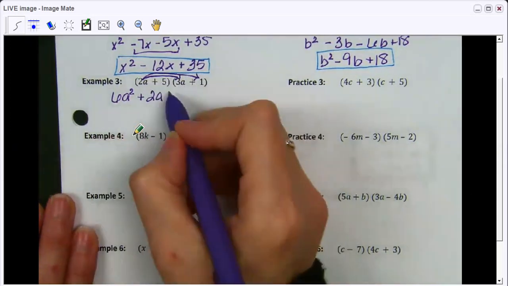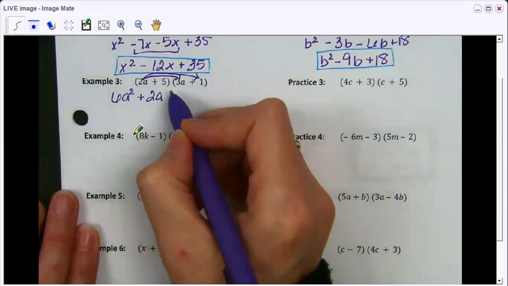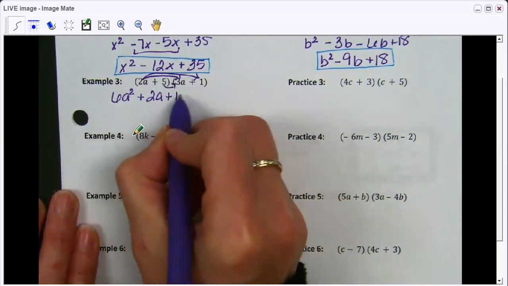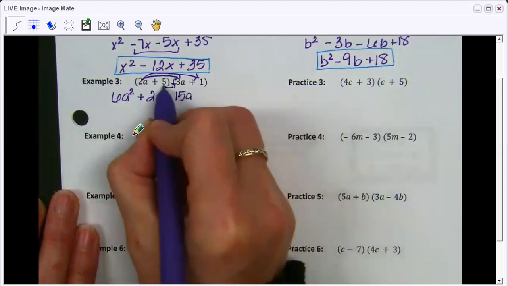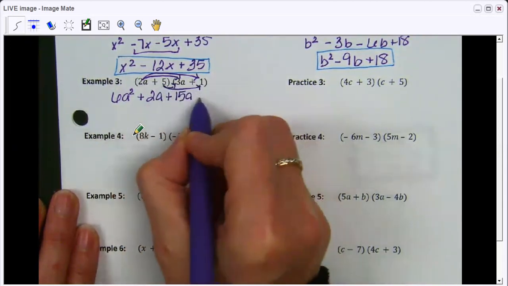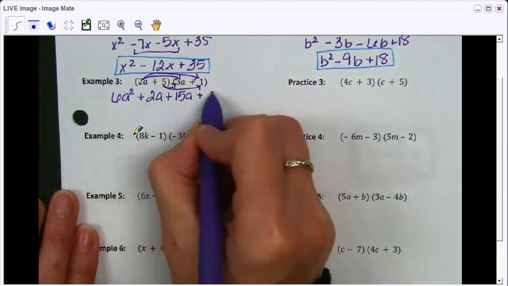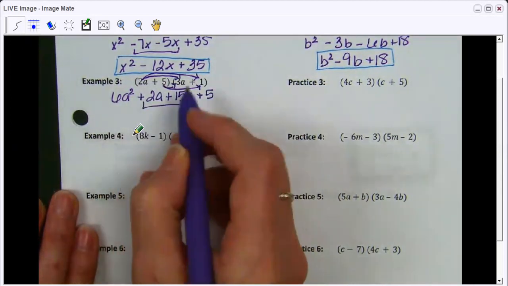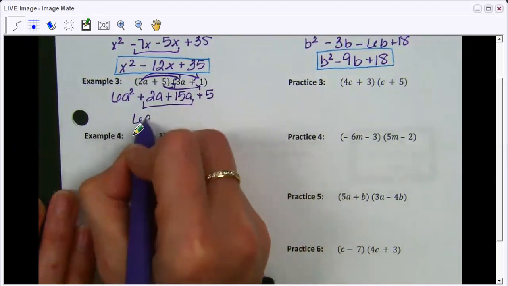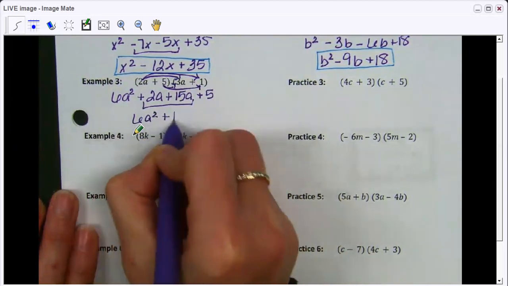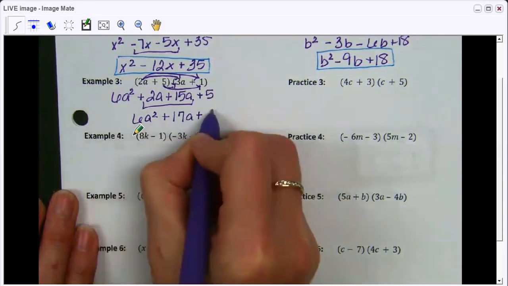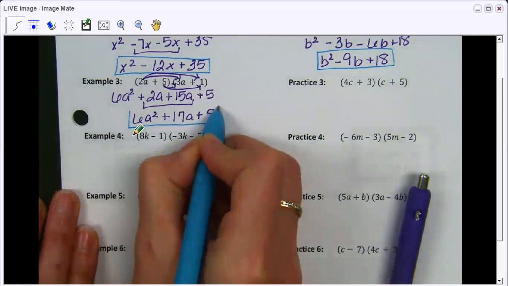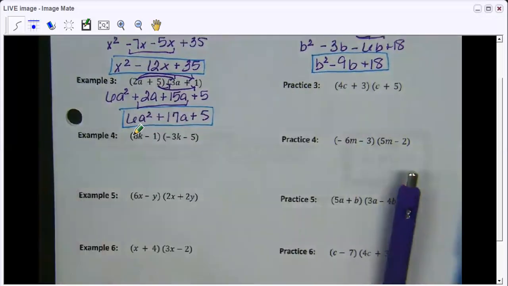Now we move to the second one, which is 5 times 3a, and we get 15a. And then we do the last one, which is 5 times 1, and we get 5. Now we can combine 2a and 15a, and we end up with 6a squared plus 17a plus 5. So I'm going to come around and see if you have any answers, and I want everybody to try practice 3.